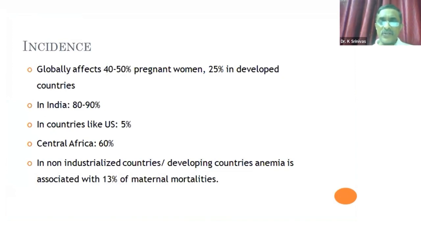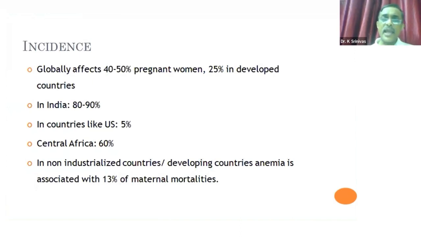In non-industrialized, developing countries, anemia is associated with 13% of maternal mortalities. Kindly remember, students, anemia is an indirect cause for maternal mortality. A normal hemoglobin level protects the woman from death during pregnancy and childbirth with varieties of complications.